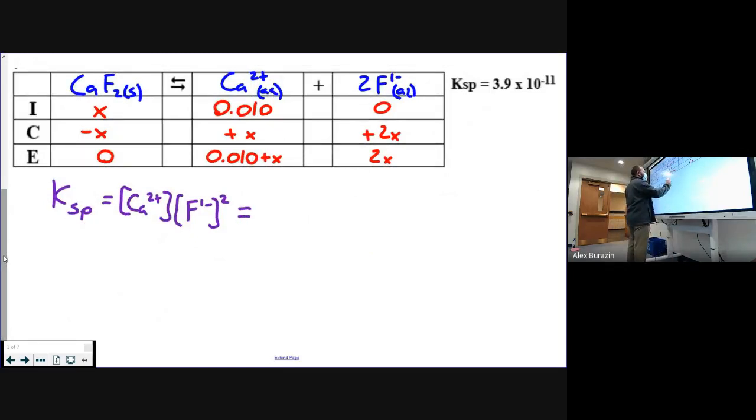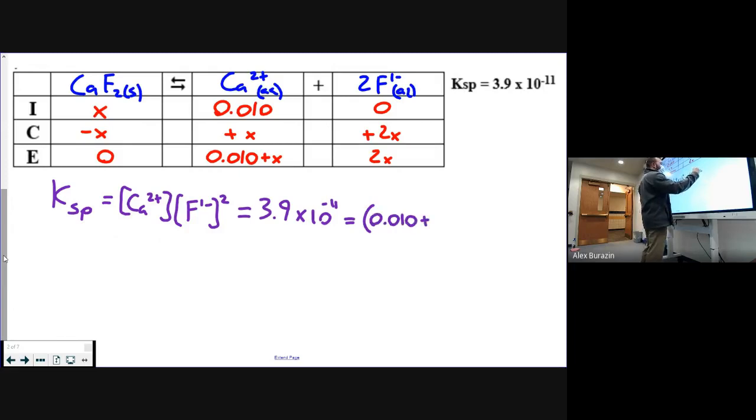So I have 3.9 times 10 to the negative 11 equaling my calcium, which is 0.010 plus x, multiplied by my fluoride squared, which is 2x squared. How's that algebra look? We've arrived.